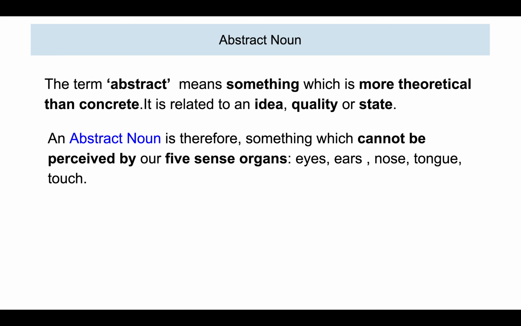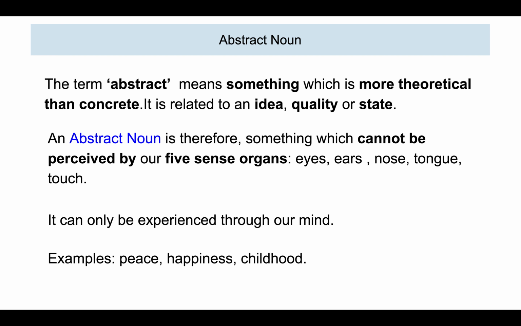Which are our sense organs? Eyes, ears, nose, tongue, and touch. So, if we can see something, hear something, smell, taste, or feel something, it has to be something concrete. But if you cannot either see or hear or smell, taste, or touch, then it is something which can only be experienced. So that is why an abstract noun refers to something which can only be experienced through our mind.